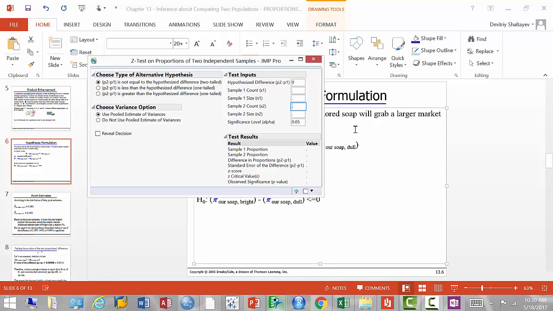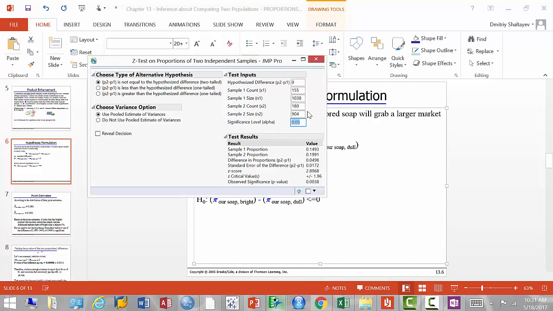So what are they? It says, what's the count? How many bars you've sold of the brightly colored soap? 180, right? I recorded that before. I remember that from those times. 180 bars out of total sample size for the brightly colored soap was 904 bars they sold, okay? Altogether, including ours, competitors A, B, C, and D, everything. Now sample 1, that would be dull colored soap. Dull colored soap we sold 155 bars out of total sales in this supermarket was 1,038 bars. Okay? And significance level is 0.05.